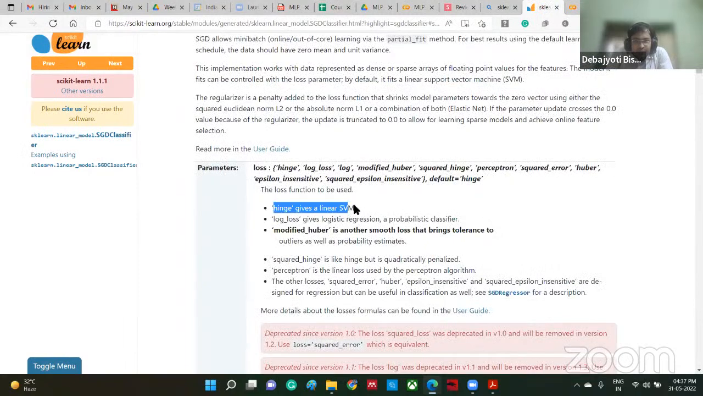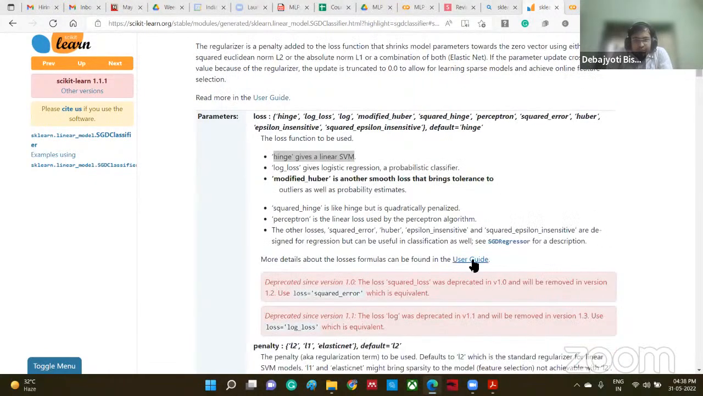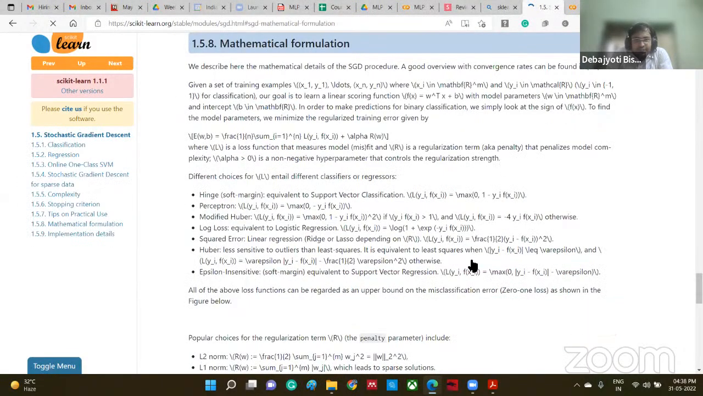Hinge gives a linear SVM. Log loss gives logistic regression, a probabilistic classifier. Modified Huber is also another smooth loss that brings tolerance to outliers. Squared hinge is like hinge but is quadratically penalized, and so on. Okay, and again, as I was saying, more details about the loss formulae can be found in the user guide. So this will be the best place to check.